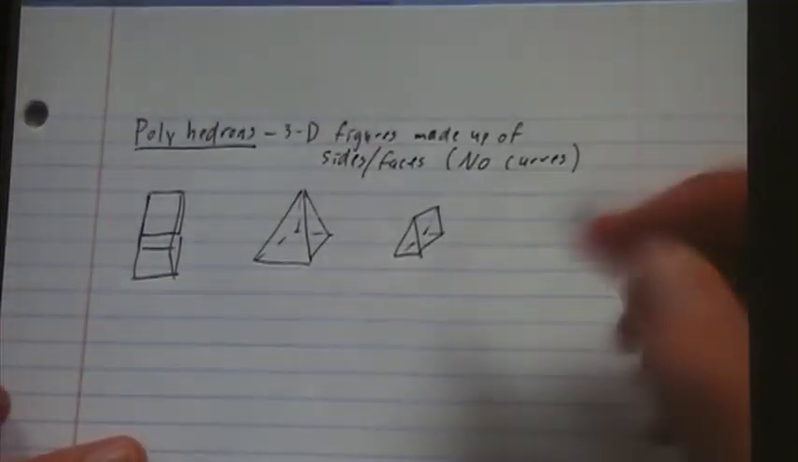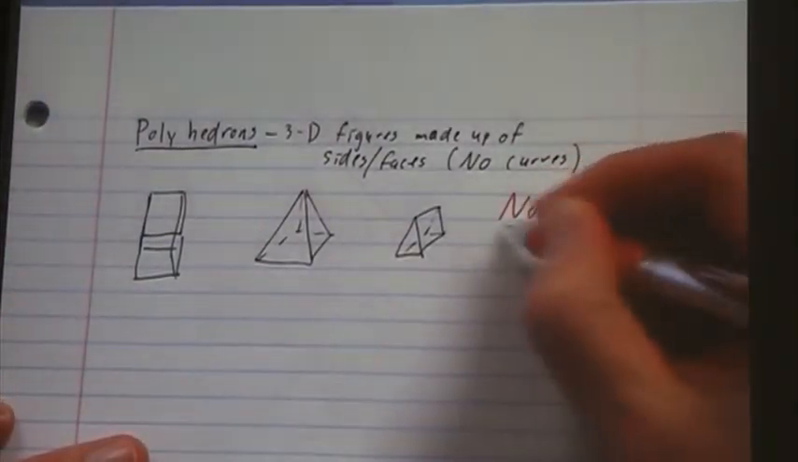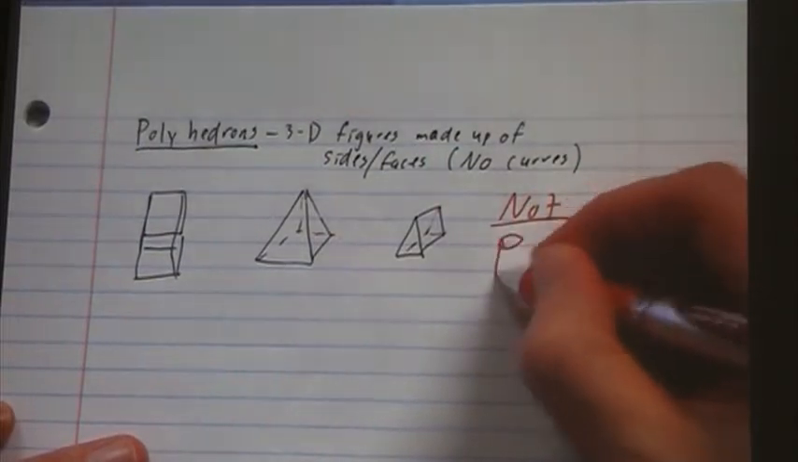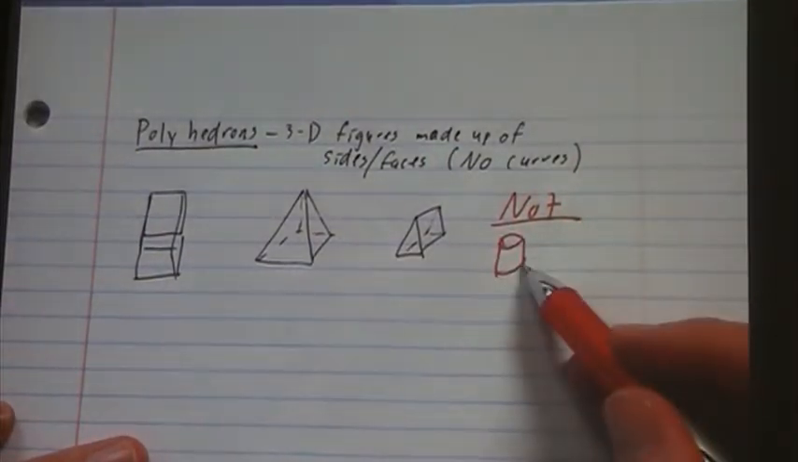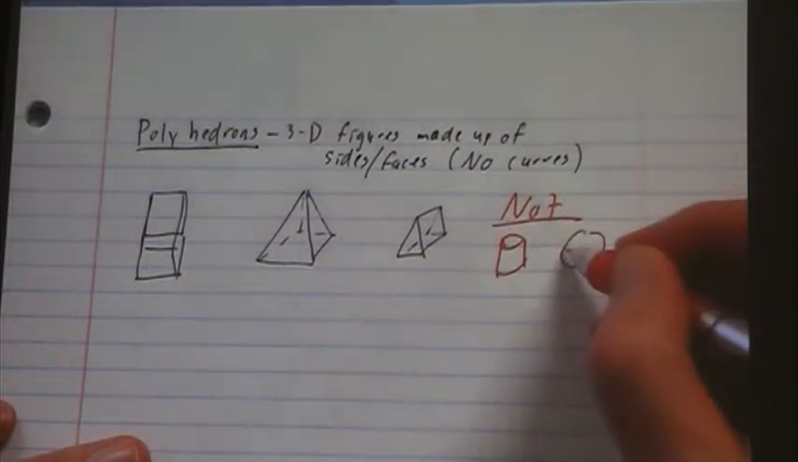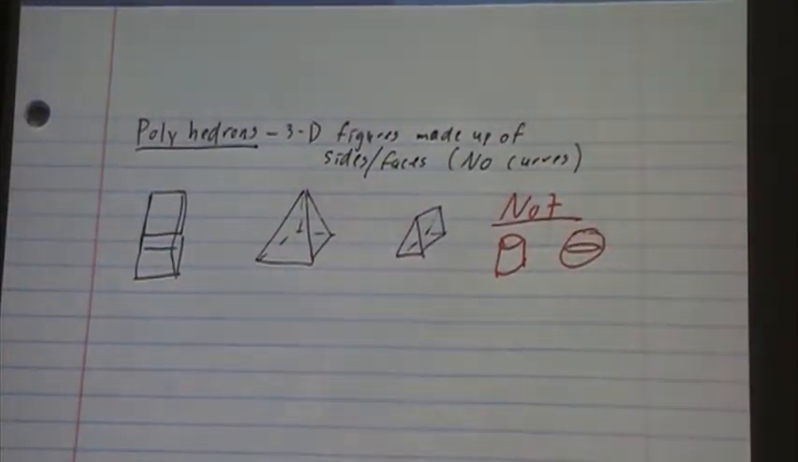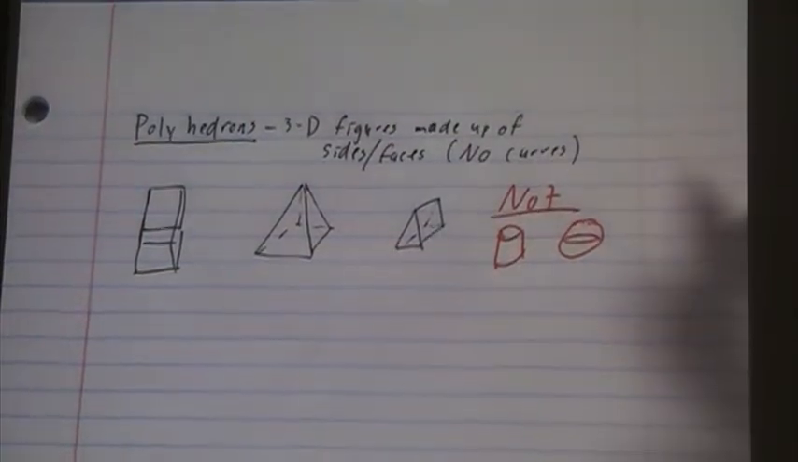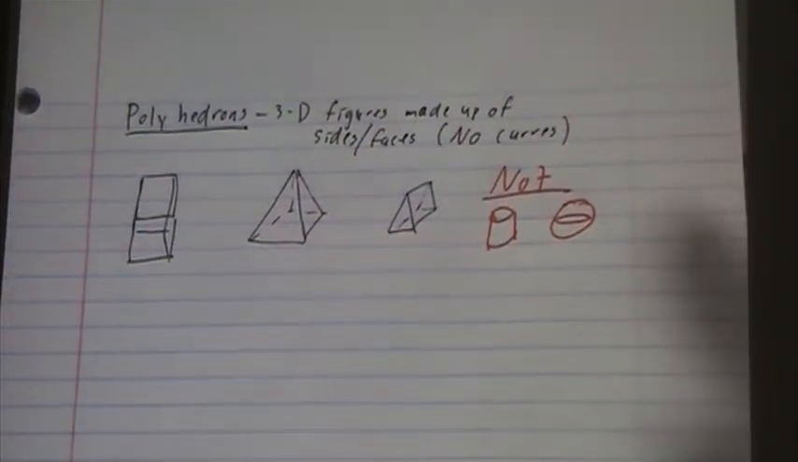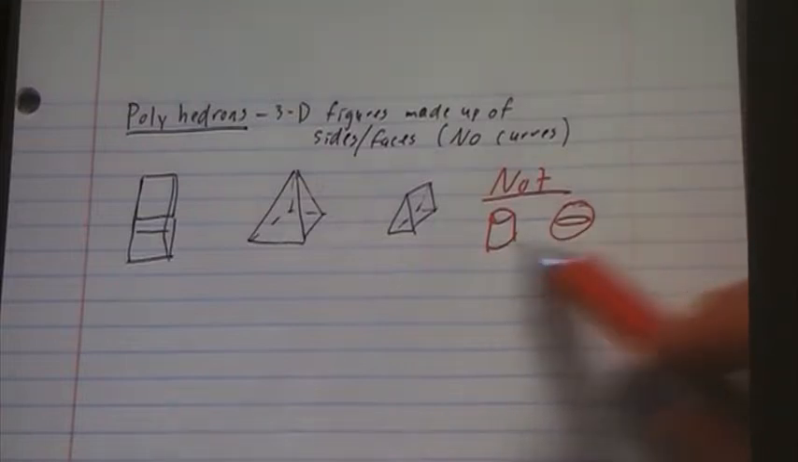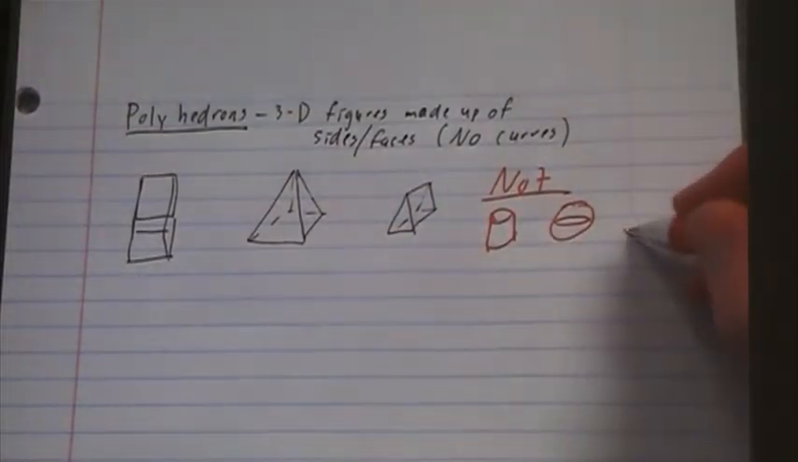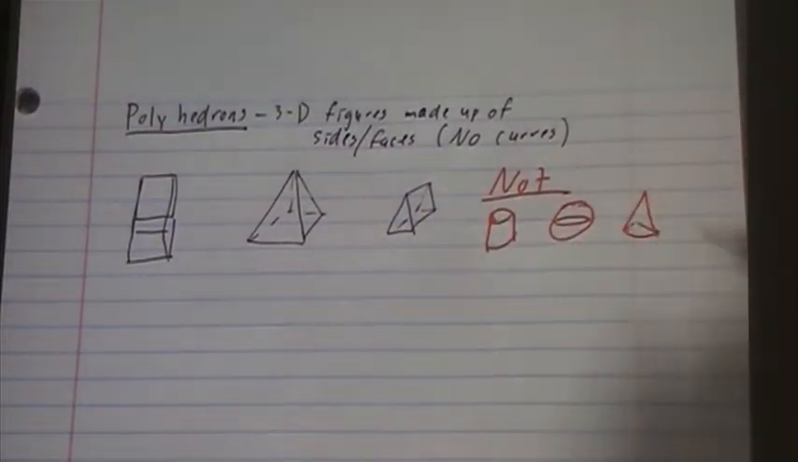But none of these. You cannot have a cylinder or a sphere. That's a circle. Wow, that's not a very good sphere. Because these guys have curves, these guys do not. I guess we could also put a cone in there. Can't be a cone.